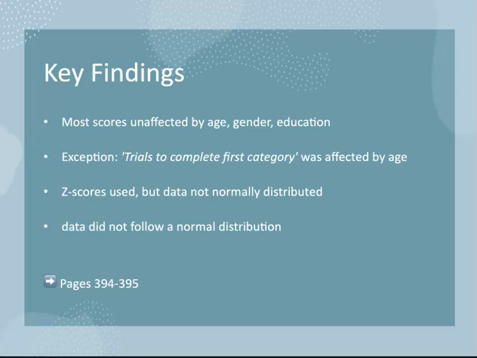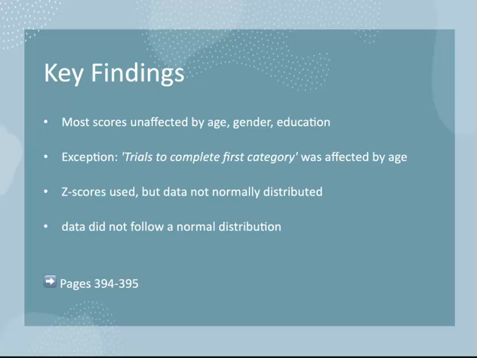Okay, so what were the key results? Read pages 394 to 395. It says regression analysis indicated that gender, age, and level of education had no influence on subjects' WCST subscores. They also found that internal consistency reliability was adequate, and the researchers found that most subscores showed no effect from age, gender, or education level, except for one subscale, trials to complete the first category, which was affected by age.